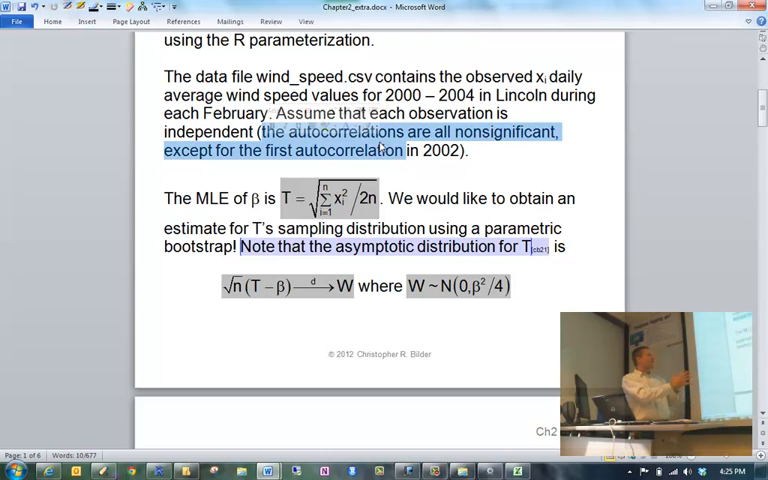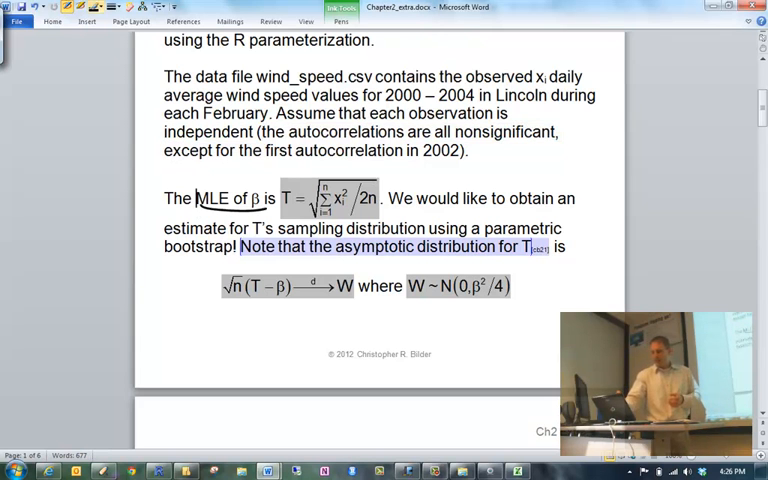And what I found is that basically the autocorrelations are pretty much all non-significant. Not just the first autocorrelation, but second, third, and so on. Except for one autocorrelation, 2002. Well, I'm not going to let that rain on my parade, and I'm still going to use this data set, assuming everything's independent.